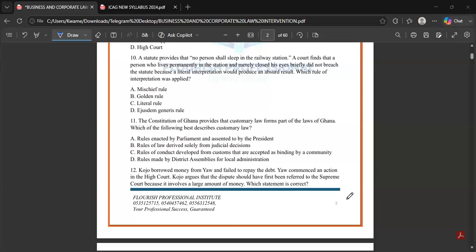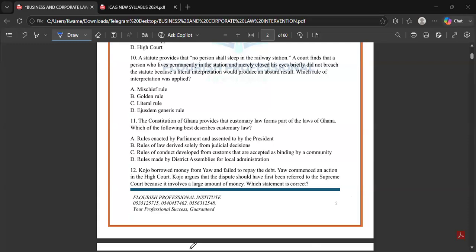Okay, question 10. A statute provides that no person shall sleep in the railway station. A court finds that a person who lives permanently in the station and merely closed his eyes briefly did not breach the statute because a literal interpretation would produce an absurd result. Which rule of interpretation was applied? I'll go for mischief rule. Okay, why mischief rule?